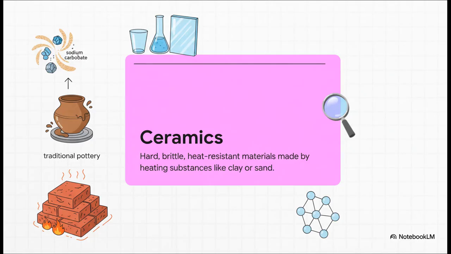First up, ceramics. You probably know these. They're typically hard, brittle, and brilliant at resisting heat. We're talking about your classic pottery and bricks, which are made by firing clay. But it also includes glass. Most of the glass around us is soda lime glass, which is just made by heating up a mix of sand, sodium carbonate, and limestone.